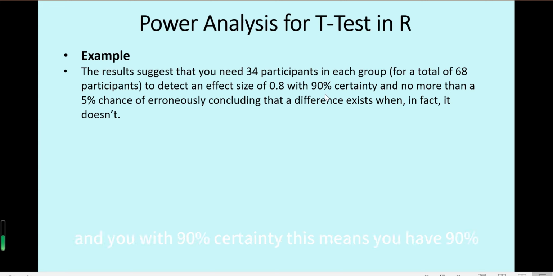With 90% certainty, you have a 90% chance to find this effect, to reject the null hypothesis that the two samples are equal. Simultaneously, you have no more than a 5% chance of erroneously concluding that a difference exists. So this is 95%. You keep the type 1 error lower than 0.05.